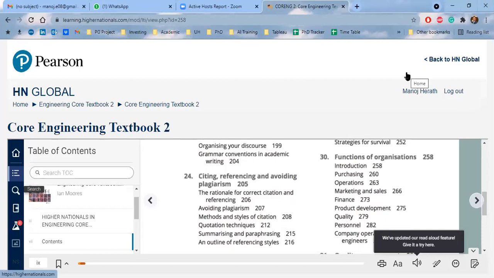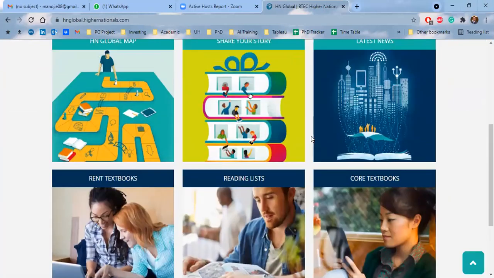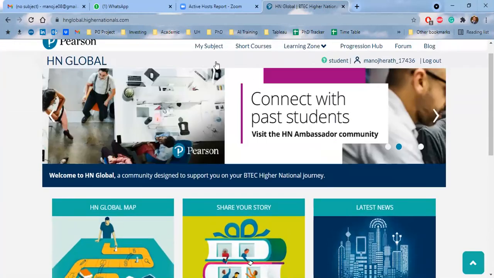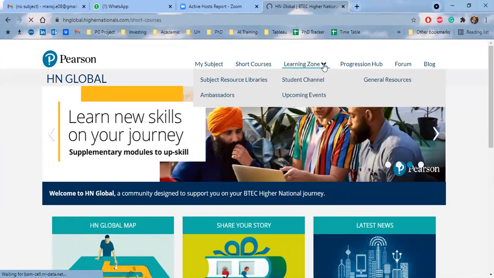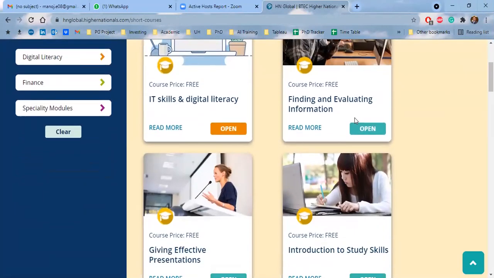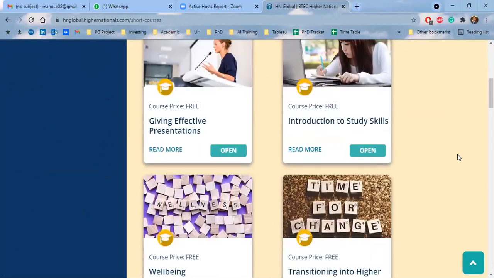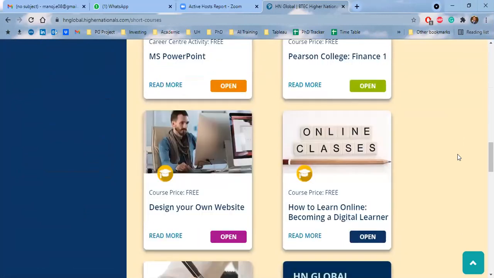And why I was here, in HN Global, it's not only these textbooks and everything. You have a lot of other things as well. There are short courses, there are a lot of things in here. In order to do this, you don't have to pay anything, right? This is freely allowed for yourself.